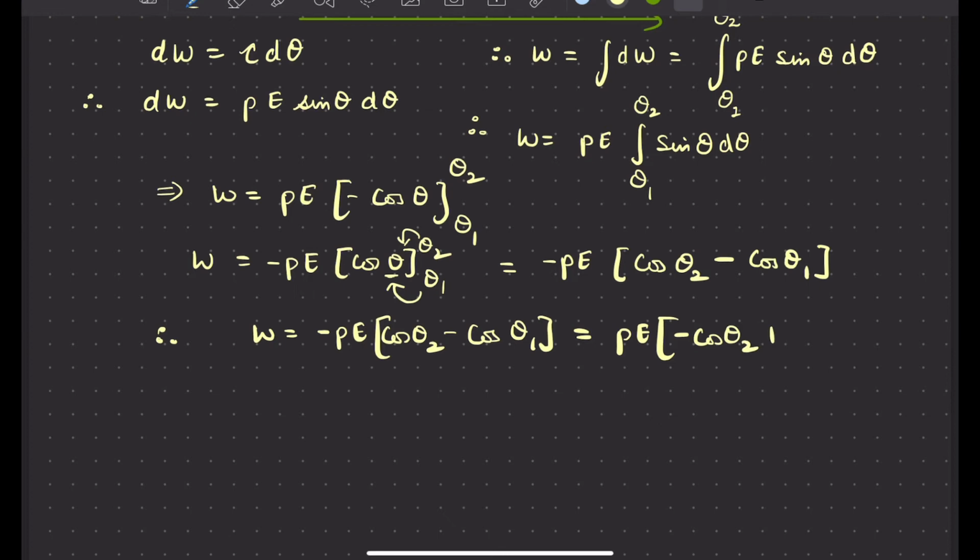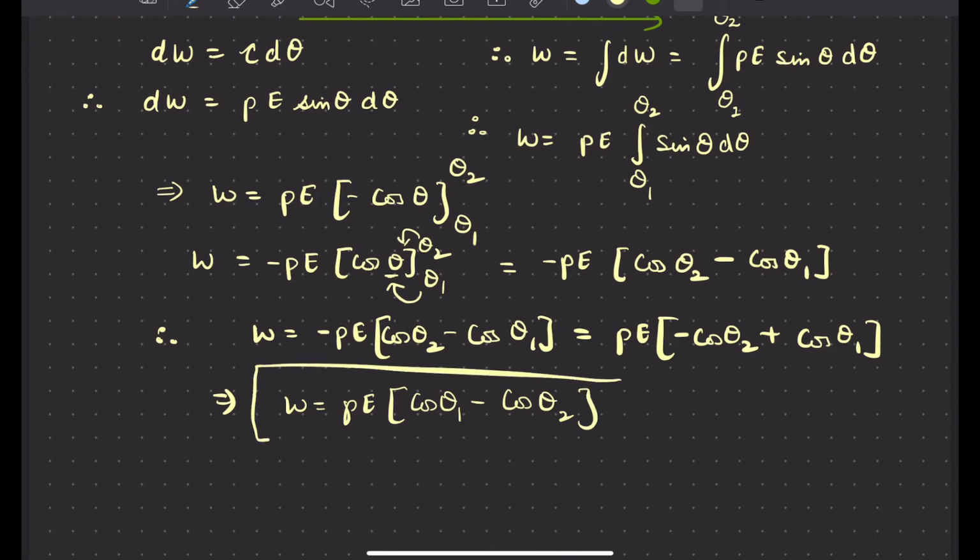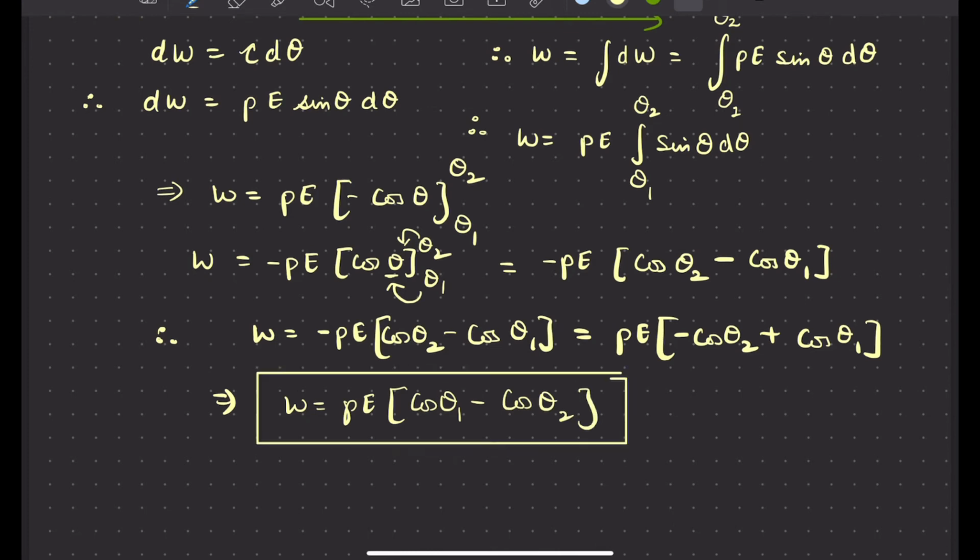Taking this negative sign inside, we get PE times (minus cos theta 2 plus cos theta 1), and rearranging the terms we get W is equal to PE (cos theta 1 minus cos theta 2). So this is the expression of the work done by the torque when a dipole is rotated in a uniform electric field from angle theta 1 to theta 2.